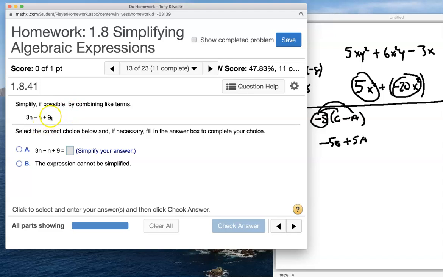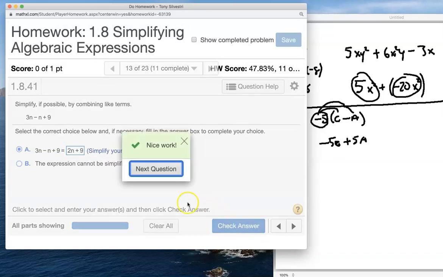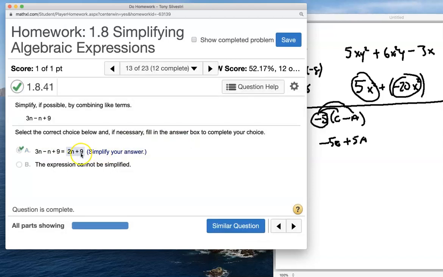Here we have 1, 2, 3 terms. The only things that combine are the n's. 3 of those n's minus 1 of those n's is 2 n's. And that plus 9 has to just be tacked on at the end. This has to be tacked right on there, because it doesn't combine. But still, 2n plus 9 is a lot better looking than 3 terms. That's the whole goal with algebra, to take something that's heavy and trim it down a little bit.